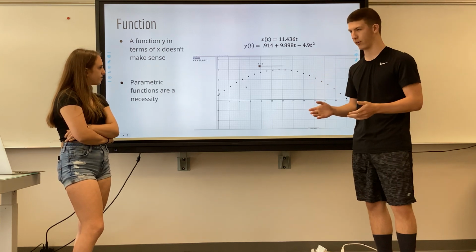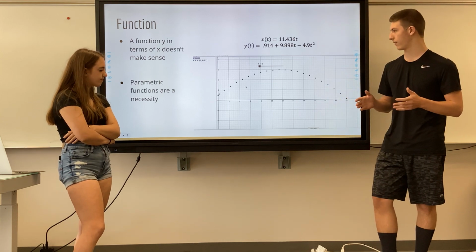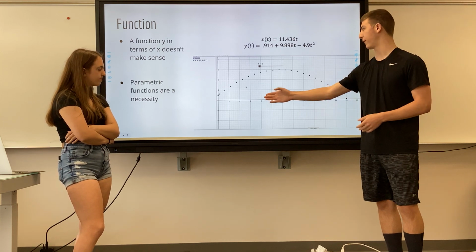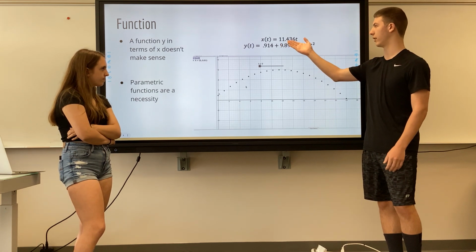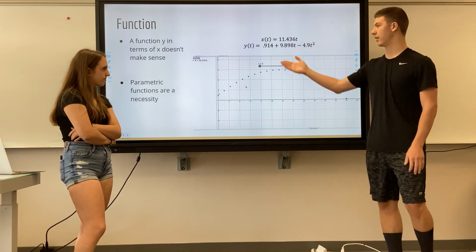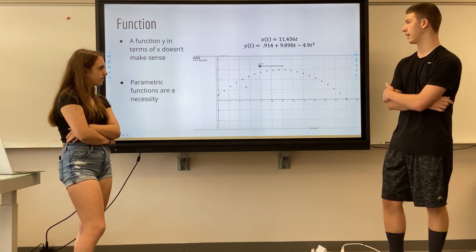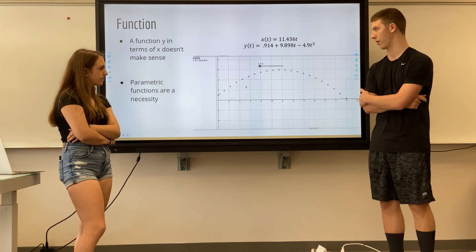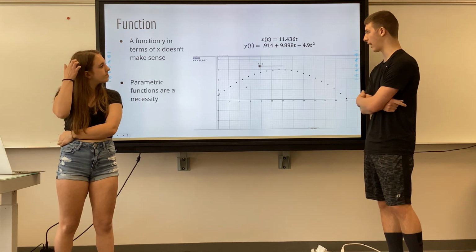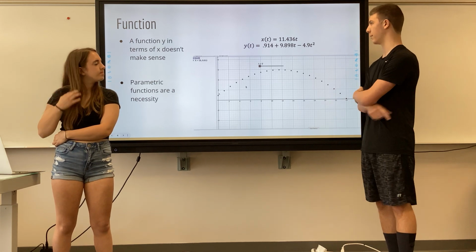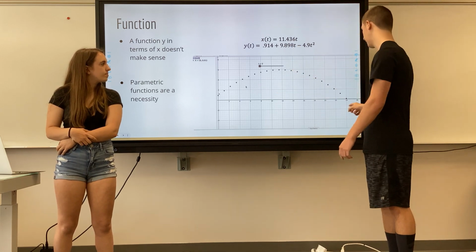A parametric function, if you don't know, is where the x and y coordinates of the points are affected by two different equations. So here our x coordinate is affected by 11.436t, and the y is affected by 0.914 plus 9.898t minus 4.9t squared. This just gives you the position of the ball at any t point. So you just input t into these equations, and as long as you're inputting the same t, you get the exact point over the whole curve.